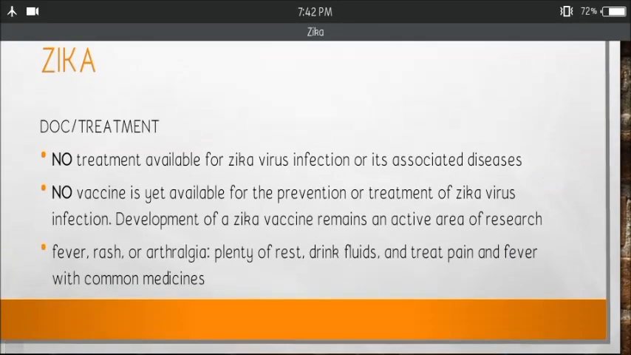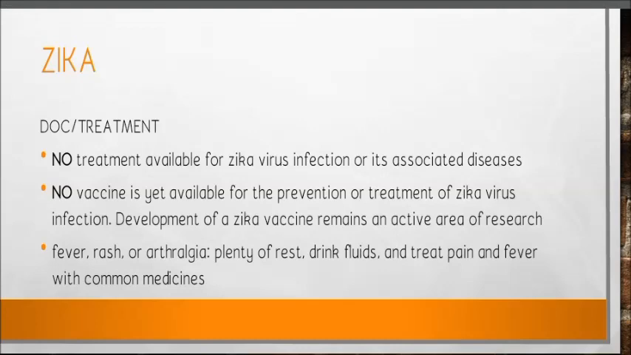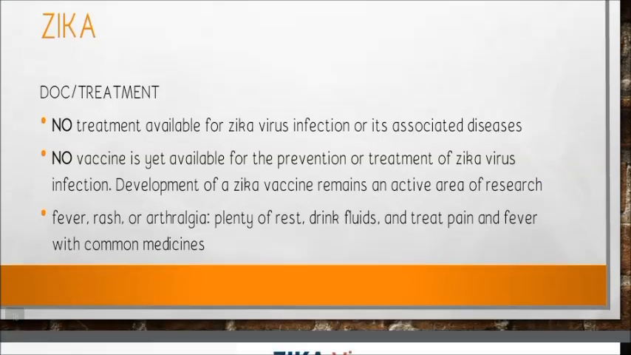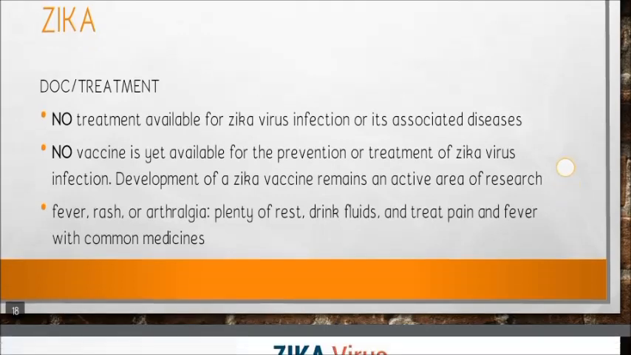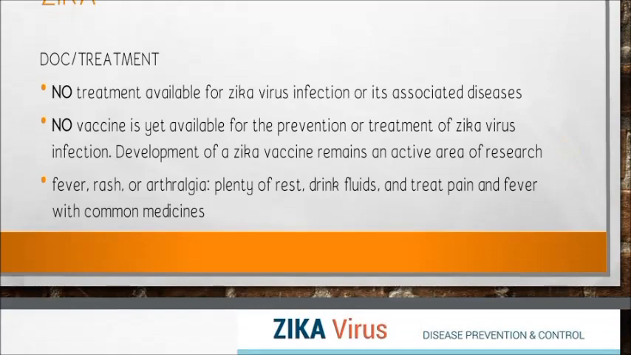For the treatment, sadly, there's no treatment available. There is no vaccine available, but the development of a Zika vaccine remains an active area of research. The symptoms, which include fever, rash, or arthralgia, can be treated with non-pharmacological ways like plenty of rest, drinking fluids, and treating pain and fever with common medicines like analgesics.